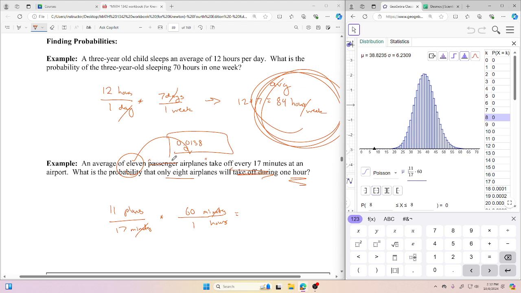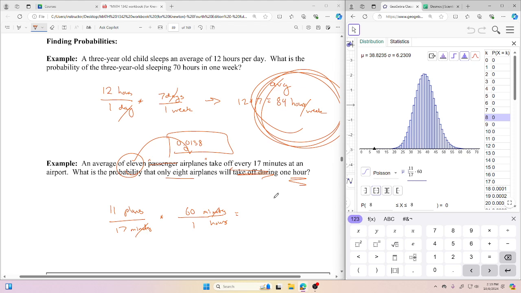Okay, so an average of 11 planes takes off every 17 minutes. Probability of 8 planes taking off during 1 hour. That would be so low anyway. Think about this for a second. If I got 11 planes, okay, cool, but for an hour, that's 4 of those, so 44 planes in an hour. And then they're saying, no, only 8.